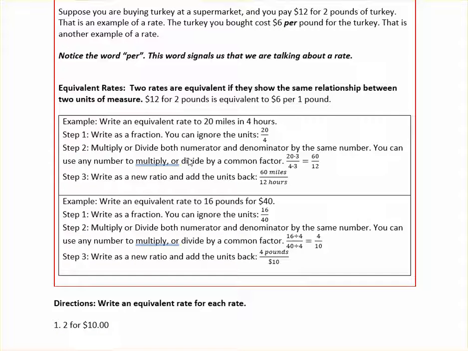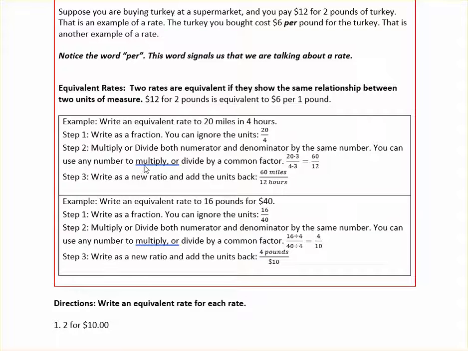So here we're going to write some equivalent rates with some examples. Write an equivalent rate to 20 miles in 4 hours. Step 1, write it like a fraction and just ignore the miles and the hours, the units. Just write 20 over 4.